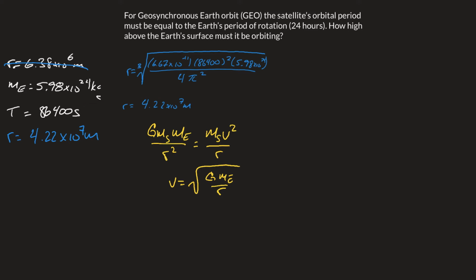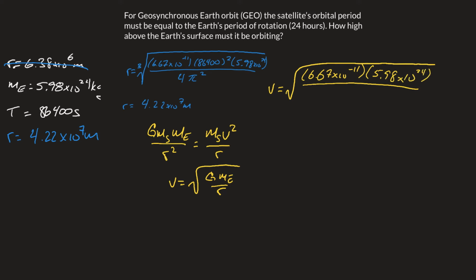You notice that the velocity is actually not related to the mass of the satellite at all. If we take this idea and plug it into our equation based on everything we know now, we have our gravitational constant, and again, I'll omit units to make sure everything fits here: 6.67 times 10 to the negative 11 times the mass of the Earth, approximately 5.98 times 10 to the 24, divided by the distance from the center of the Earth to the location of the satellite, 4.22 times 10 to the 7 meters. When you solve for that, we can figure out that the satellite must maintain a velocity of 3.1 times 10 to the 3 meters per second to remain in that geosynchronous Earth orbit.